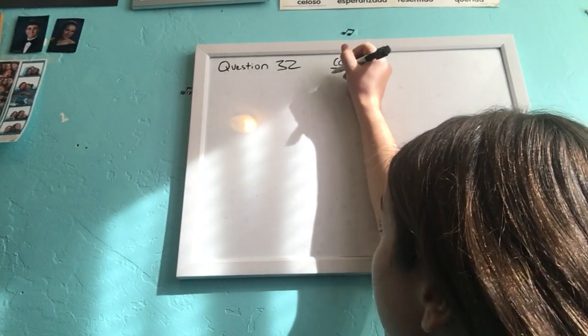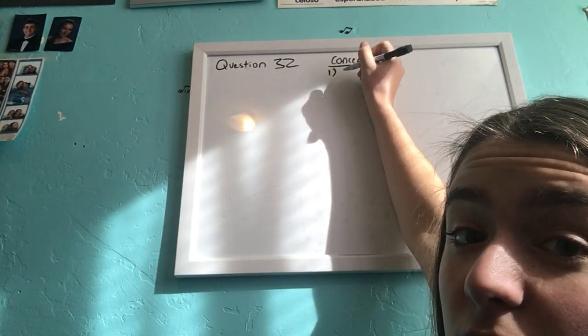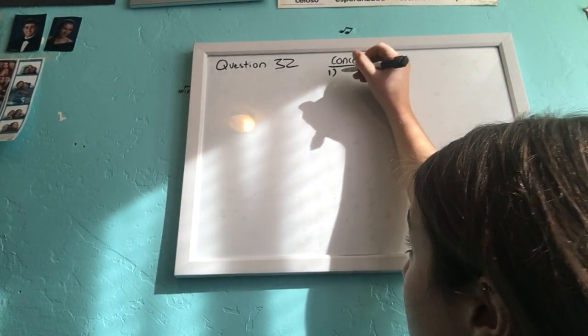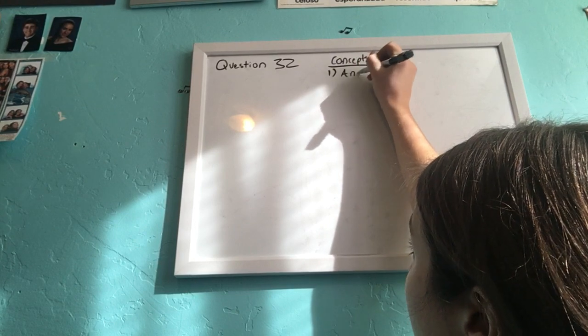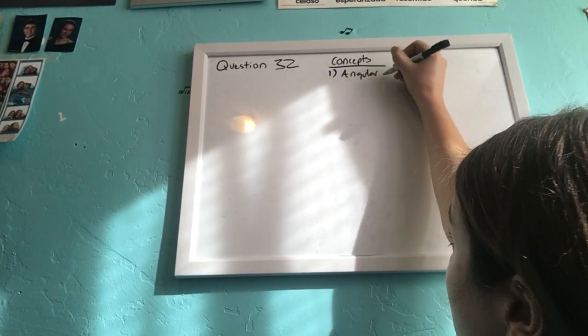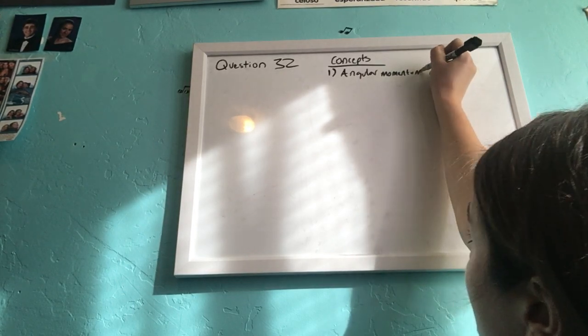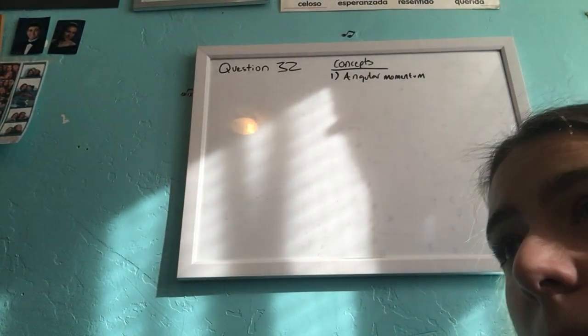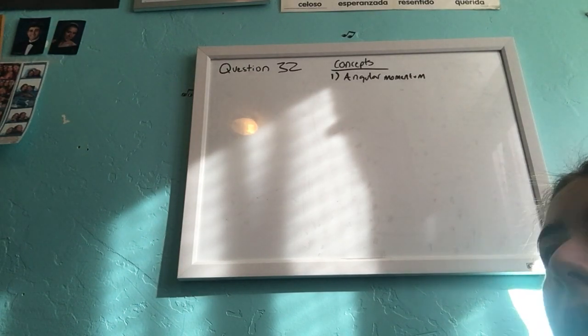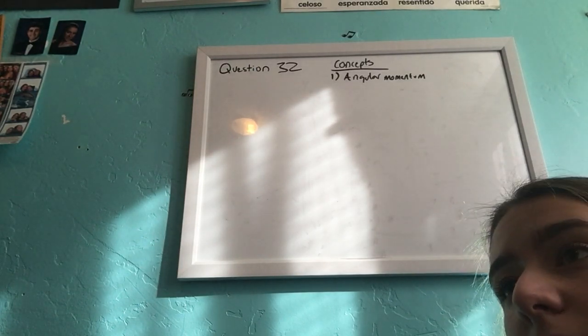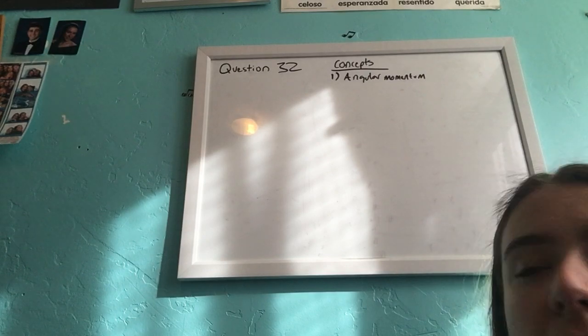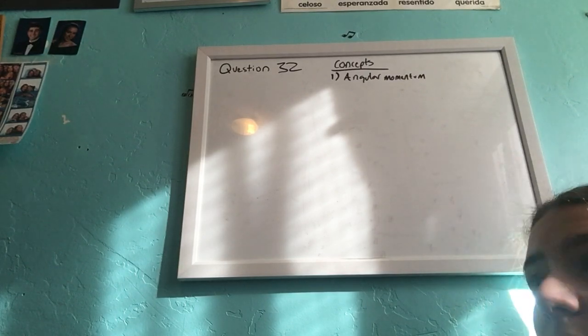Okay, so now I will be going over question 32. So the important concept in question 32 is first angular momentum. Okay, so basically, angular momentum is the quantity of rotation of a rotating body.